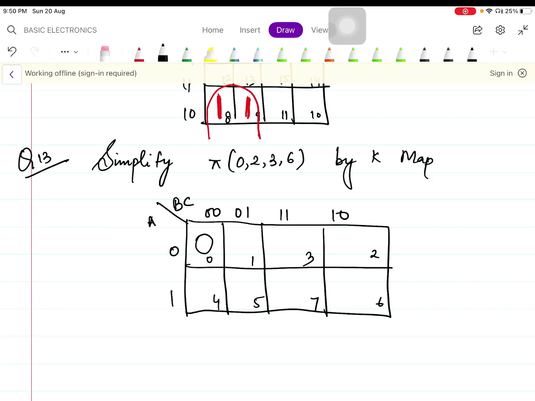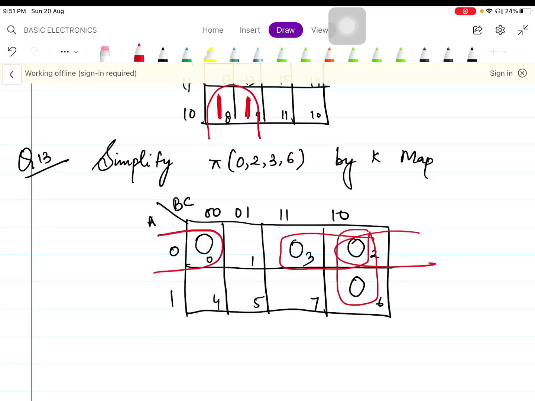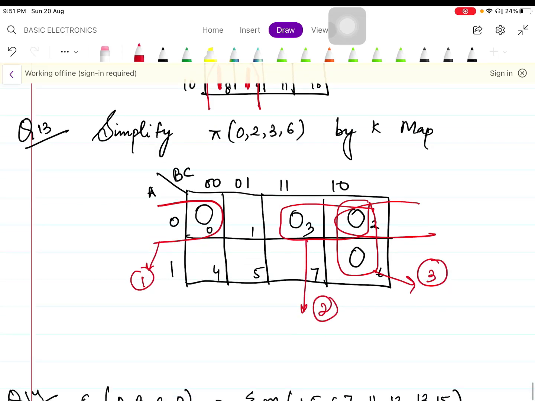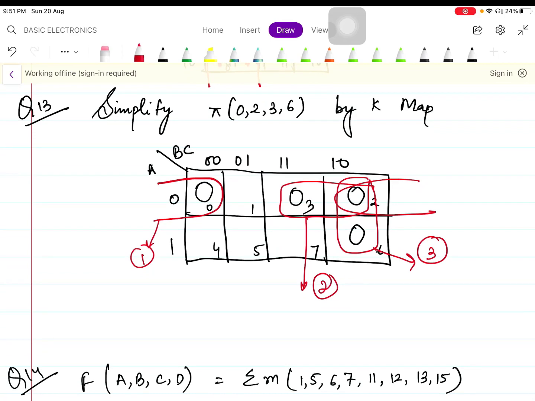We will fill zeros at 0, 2, 3 and 6. And the rules of grouping will remain the same. First of all, we will search for a group of 8, then for a group of 4, then for a group of 2. So when we find a group of 2, let's do it. So these groups will be made. Three groups will be made: first, second, and third.